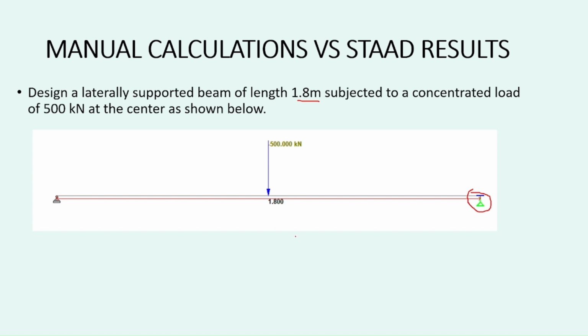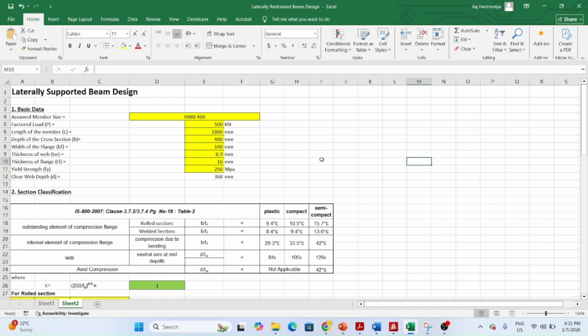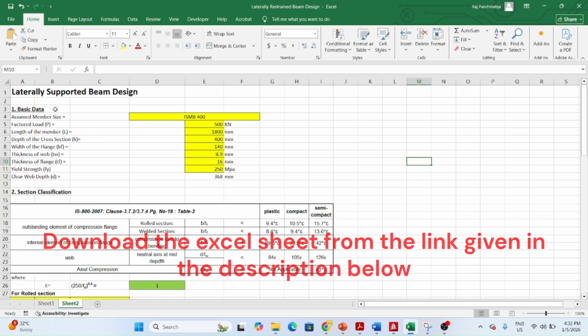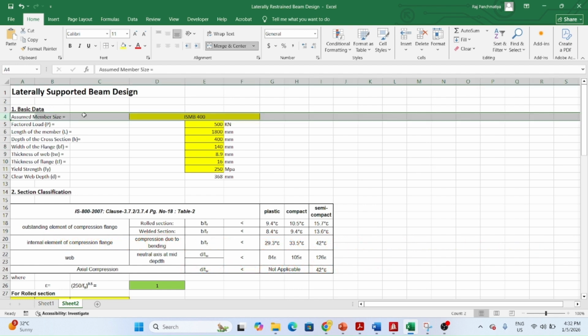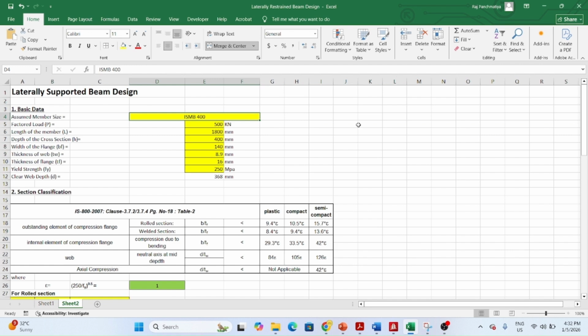This beam is ISMB 400. This beam is ISMB 400 beam. Now let's design this beam. So here I am using an Excel sheet to design this beam manually. So here you can see that our member size is ISMB 400.